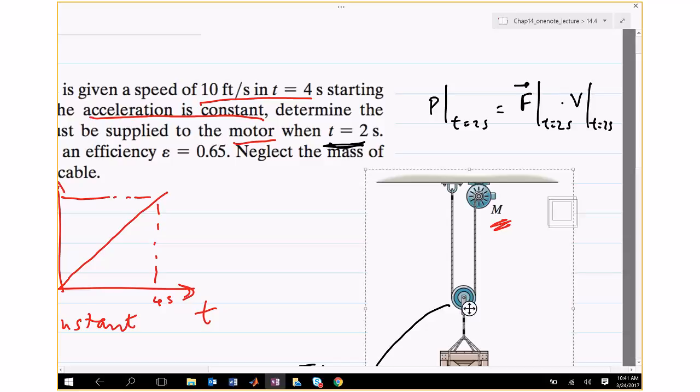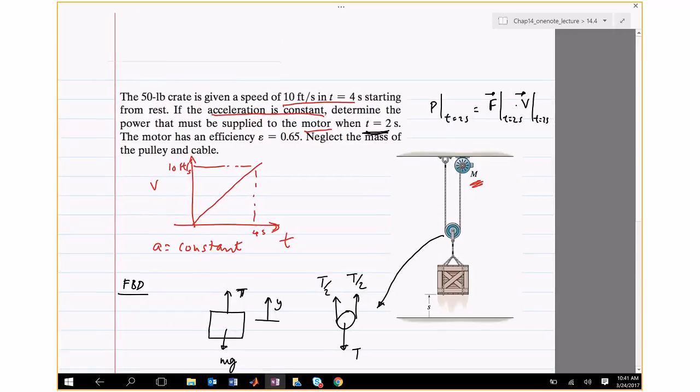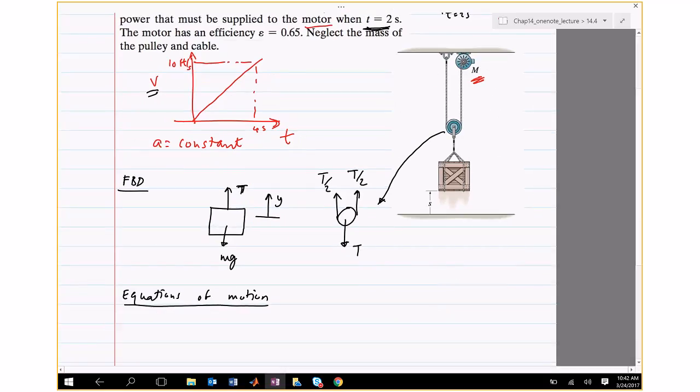Okay. The velocity is not constant. As I've shown here, it changes with time. So I need to find the velocity at 2 seconds and the force at 2 seconds. Now, the way I can get the force is if I can find the tension in the cable, I'll get the force. And the velocity can be obtained from this graph. So the first thing I need to do is find the tension in the string of the cable. So that's why I have these equations of motion.